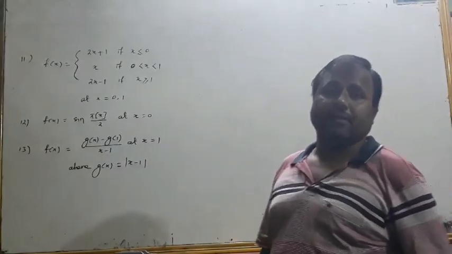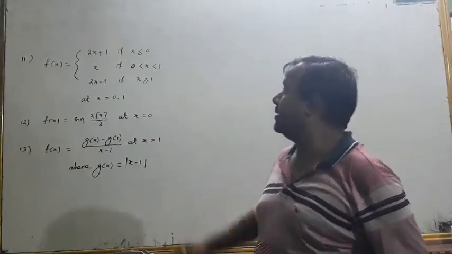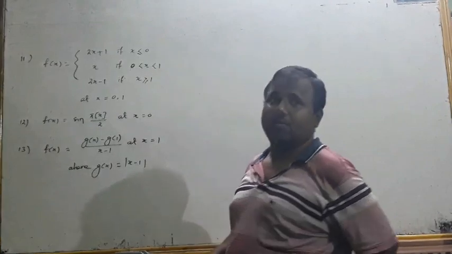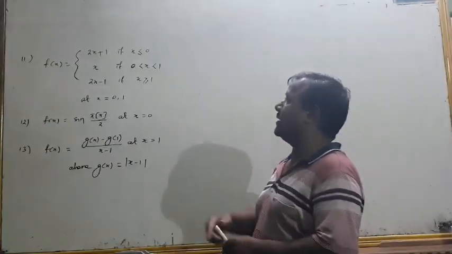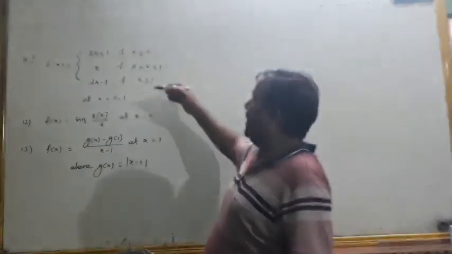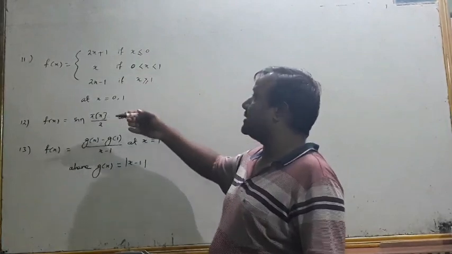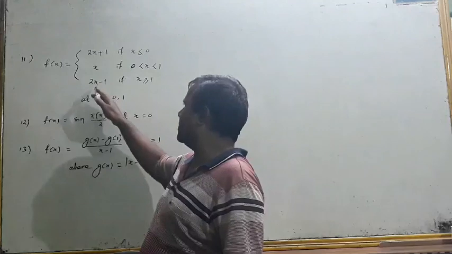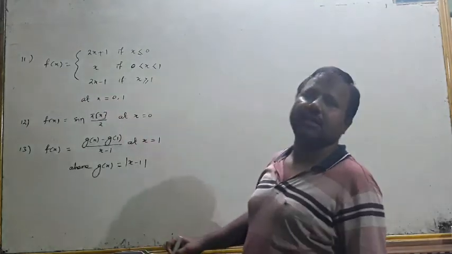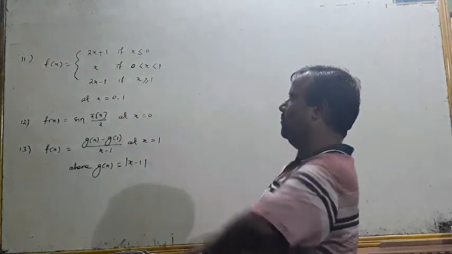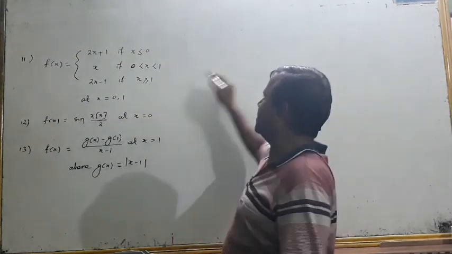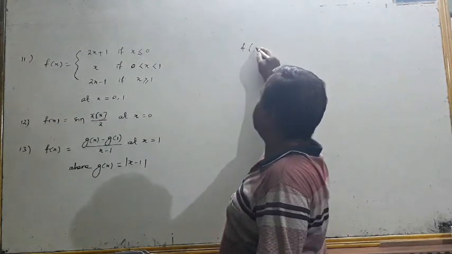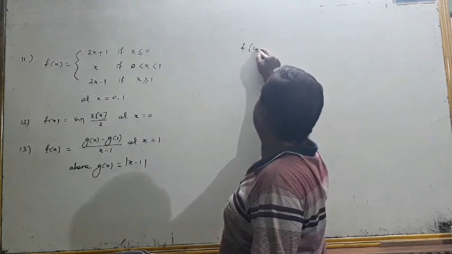Question number 11. In question number 11, this is a conditional function. What is a conditional function? Look at this function. The question asked: test the continuity of this function f(x) under these conditions at the point x equal to 0, 1. Now I am telling you about this function. Please tell me what is the value of f(4).